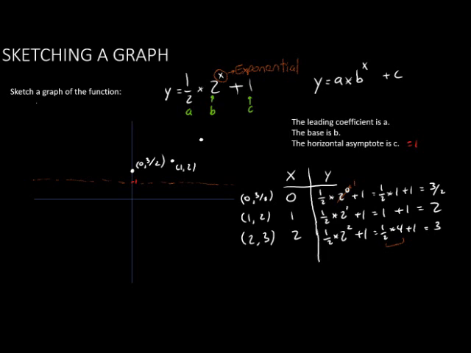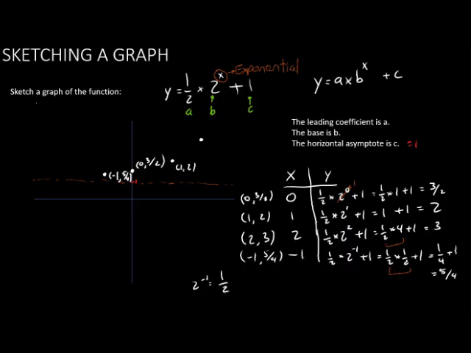Let's also try a negative number. Let's let x equal -1. We'll end up with 1/2 times 2 to the -1 plus 1. This will give us 1/2 times 2 to the -1, but 2 to the -1 is just the reciprocal of 2, and the reciprocal of 2 is 1/2. So we'll have 1/2 times 1/2 plus 1. But the 1/2 times 1/2 will give us a quarter. If we add 1/4 plus 1, we'll get 5/4. Therefore, our next point is -1, 5/4. We'll add that point to the graph as well.